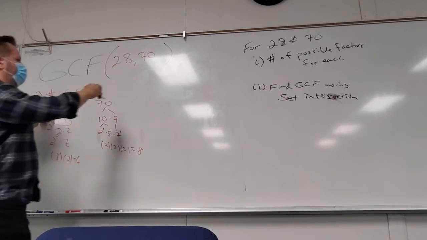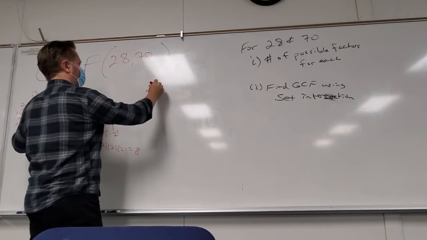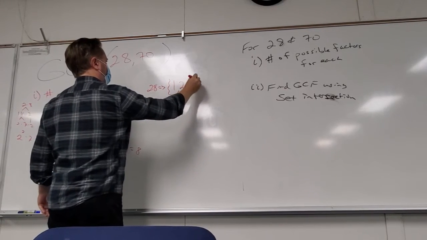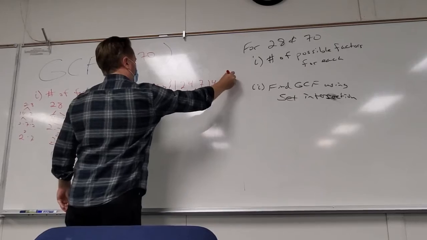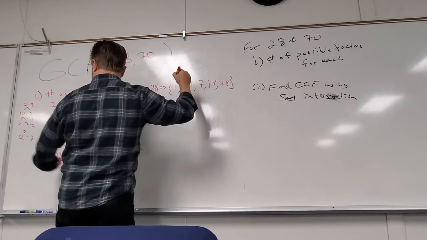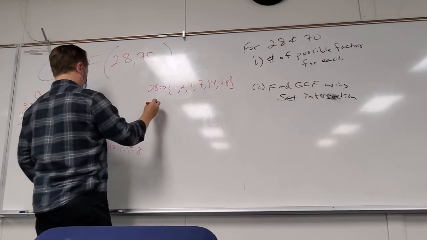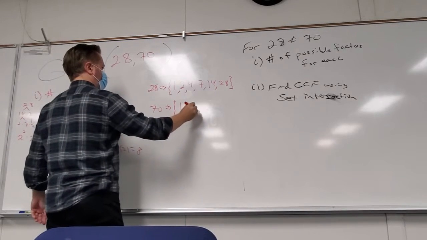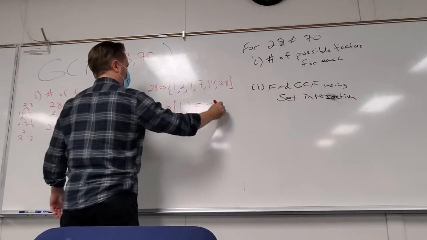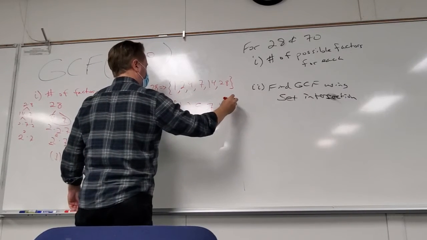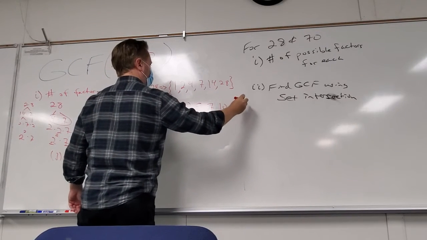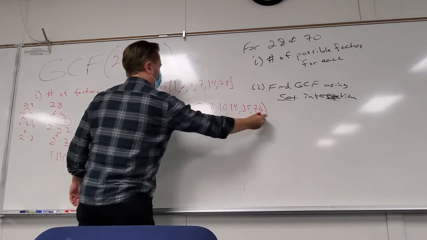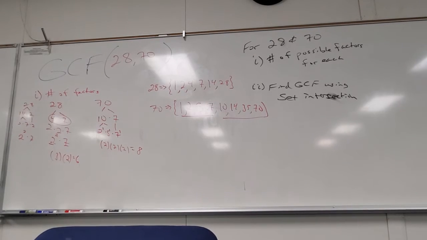So what are the factors of 28? 1, 2, 4, 7, 14, and 28. And then we predicted there would be 6. And sure enough, there's 6. What about for 70? 1, 2, 5, 7, 10, 14, 35, 70. And this is going to be 1, 2, 3, 4, 5, 6, 7, 8. 8 like we predicted.